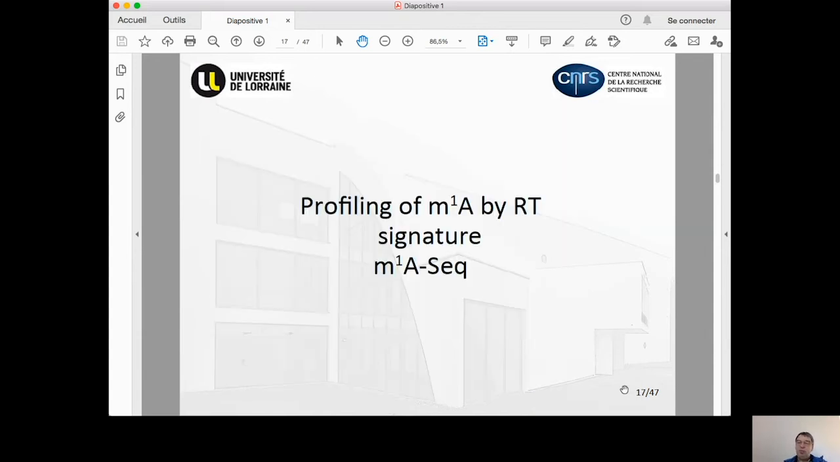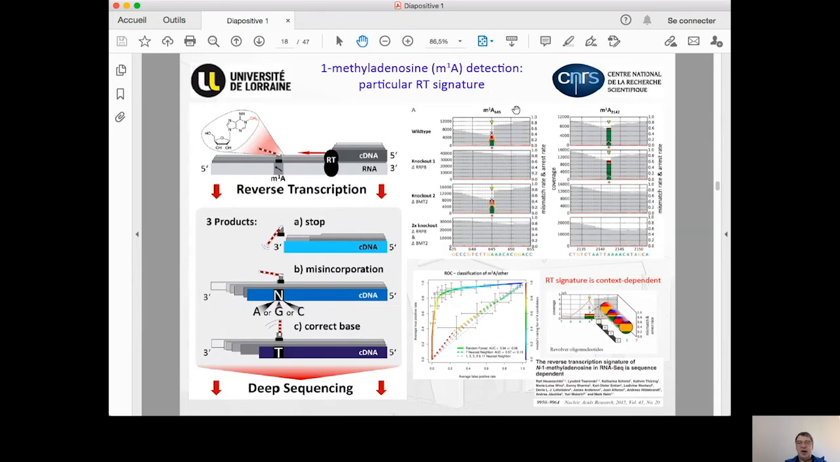So we applied this approach for mapping of M1A residues by M1A-seq. As a model, we used yeast ribosomal RNA, which contains two modified M1A residues formed by RRP8 and BMT2. So after reverse transcription, three possible outcomes as indicated previously: abortive cDNA, misincorporation, or incorporation of the correct base. The coverage is shown in gray, and colored bars here and there indicate reverse transcription signature by misincorporation of different nucleotides. So upon deletion of RRP8, you see that this signature disappears. The same for BMT2, and of course they're absent in both knockouts.